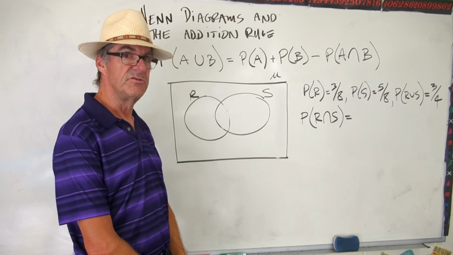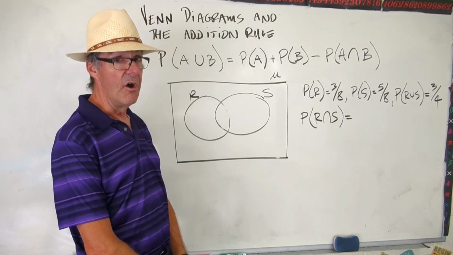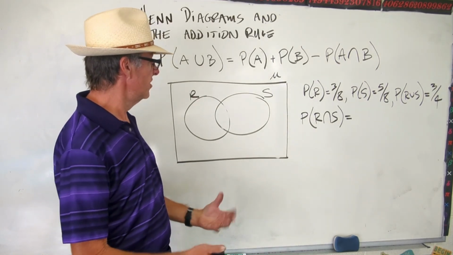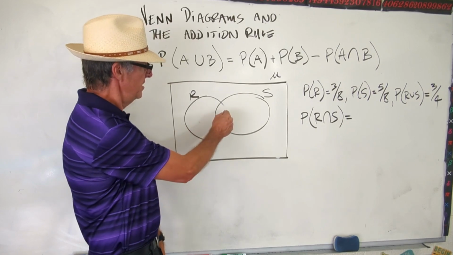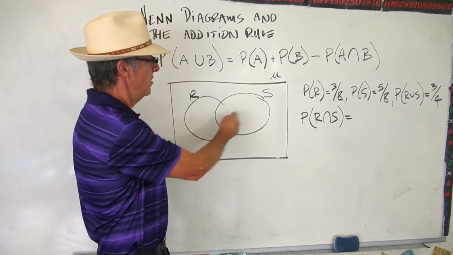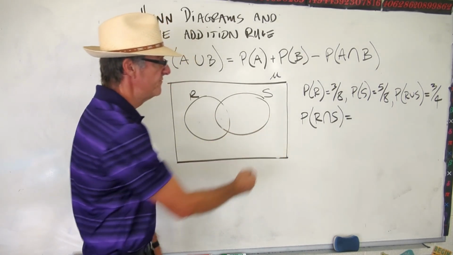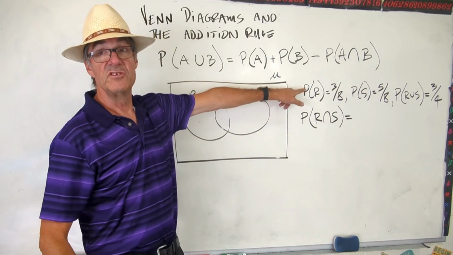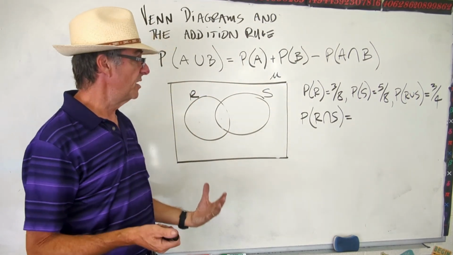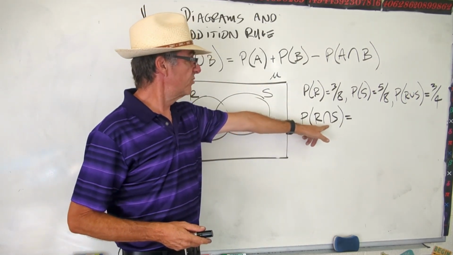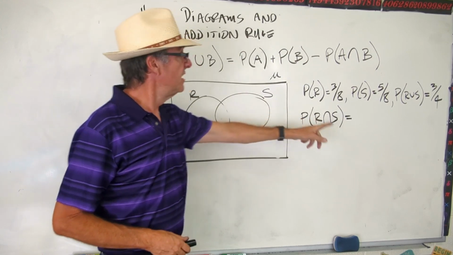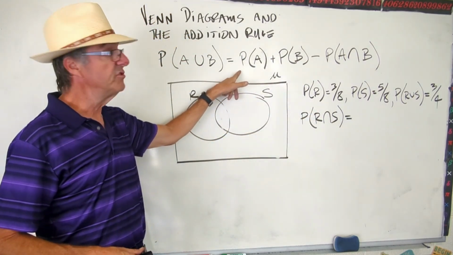Is there anything you can do that? And the answer is no. The things on here have to be R only, the intersection of R and S, or S only, or none of them. And none of these are given to you. So our first step here is going to be to find the probability of the intersection. And we can use this rule to do that.